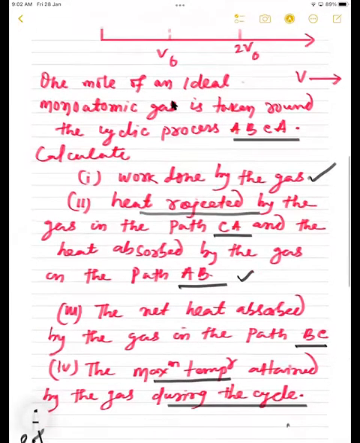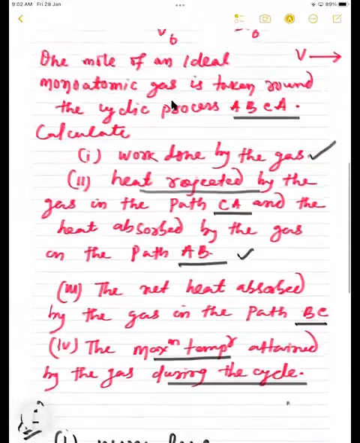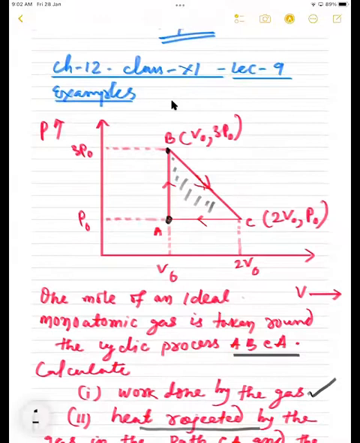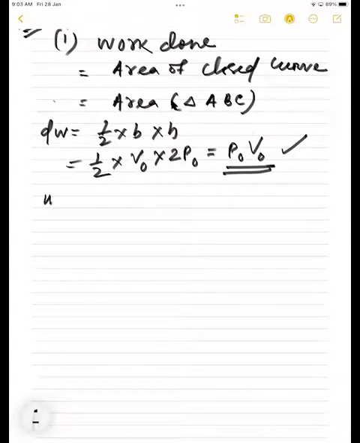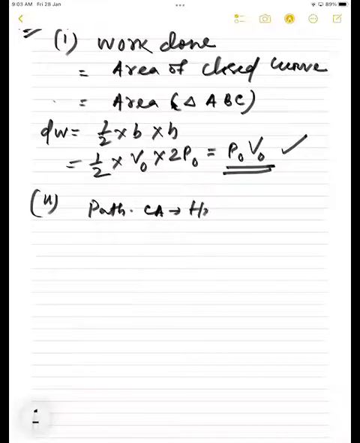Next, point 2 is asking heat rejected by the gas in the path CA. Students, see here. In path CA, C to A you see, pressure is remaining constant. So this is an isobaric process, right? And it's returning from C to A, clockwise, right? So rejected means isobaric compression. When heat is rejected, so number 2, path CA, heat rejected.